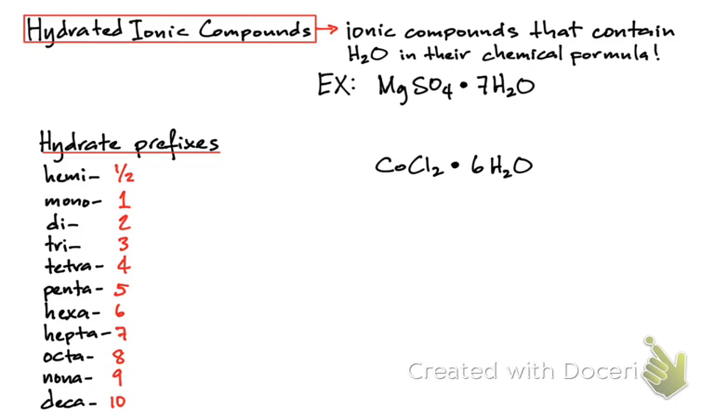So whenever you're naming the first one here, MgSO4, that would be magnesium sulfate. So you would name the ionic compound normally. And since you have 7 water molecules, you would use the prefix hepta. So that would be magnesium sulfate heptahydrate.